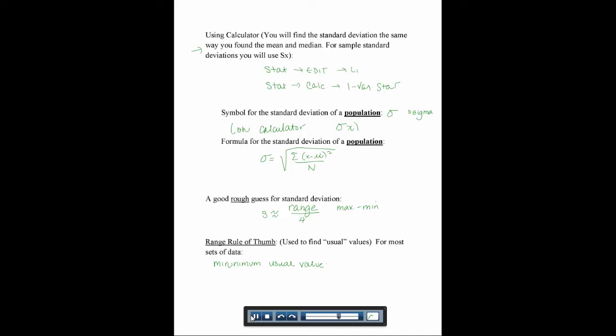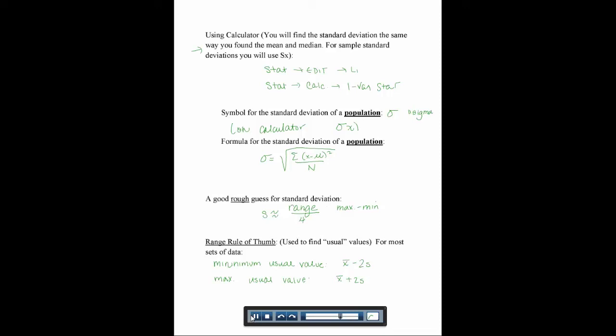is going to be the mean minus 2 times the standard deviation. So we would find that number, and then any number less than that would be unusual. The maximum usual value is going to be x bar, the mean, plus 2 times the standard deviation. So that'll give us an upper limit, and anything bigger than that would be considered unusual.